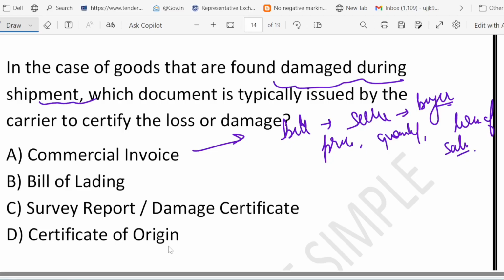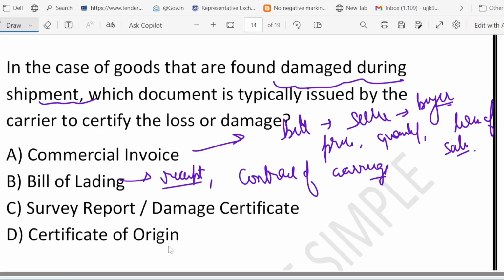What about bill of lading? A bill of lading is a very important shipping document. It works like a receipt for the goods. It works like a contract of carriage and also a title document. Sometimes it may mention visible damage when goods are loaded, but its main purpose is not to officially certify damage during transit. So this is not the correct answer.